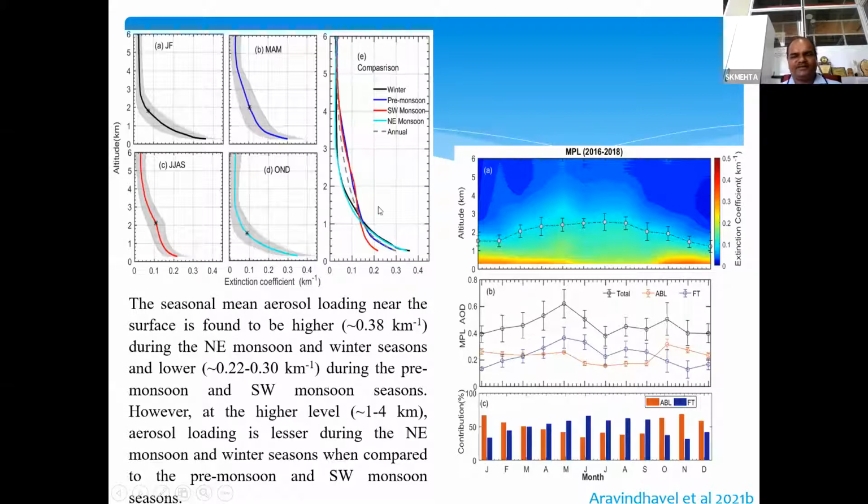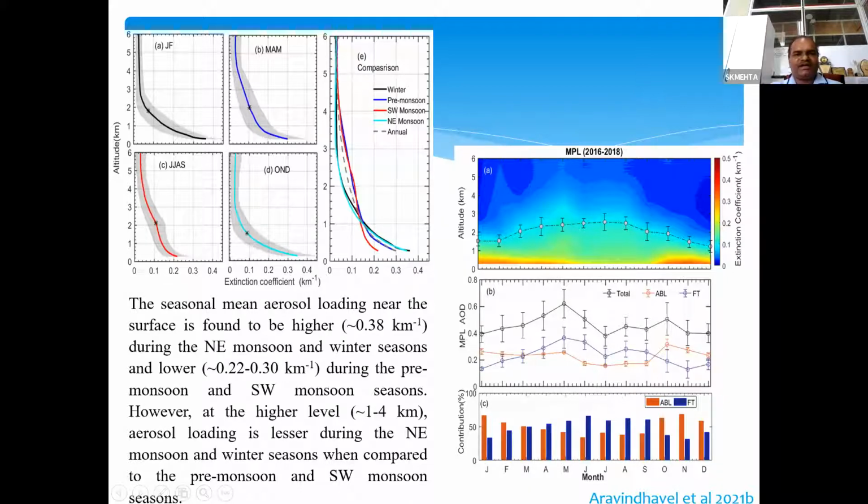Now, to understand how this ABL plays a role in the aerosol distribution, because this is very important to understand how much aerosol actually gets deposited or how much aerosol is actually getting into the free troposphere. That's important for many applications. So here we have seen that during the winter season, this ABL contributes more to the total AOD, whereas during the monsoon season, the free troposphere contributes more to the total AOD. So that's what we have seen from our observation.